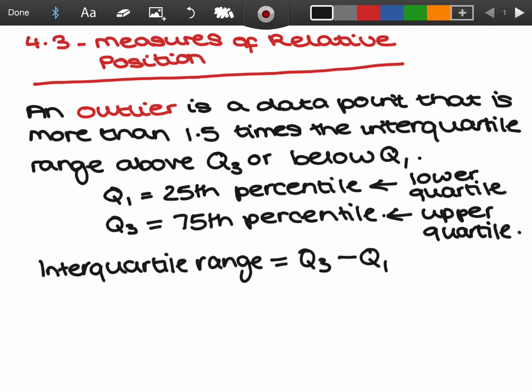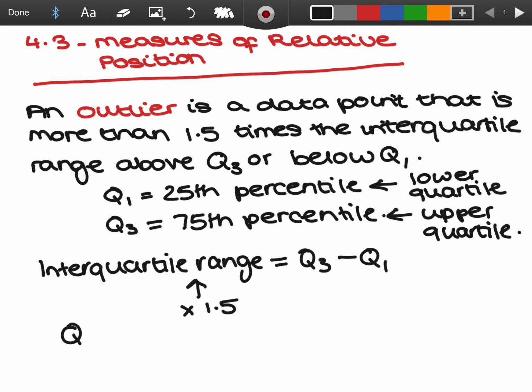So what you're going to do is, whenever you get a list of data, you're going to run one variable stats on it, and you're going to find Q1 and Q3. You can then find the interquartile range by just doing Q3 minus Q1. And then whatever value you get out of that, you're going to multiply this by 1.5. And then all you have to do is, whatever you get, 1.5 times the interquartile range, you're going to add it onto Q3, and you're going to subtract it from Q1.